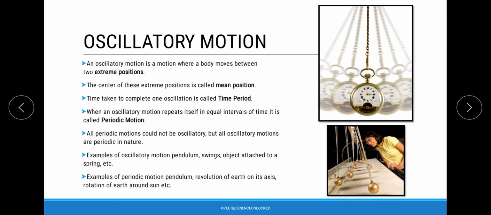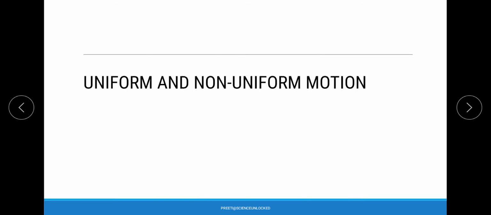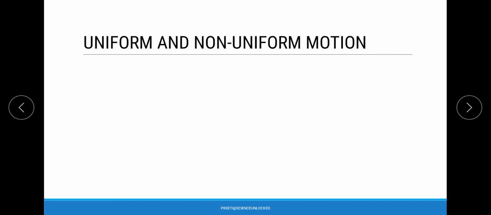So as per this, we can simply say that this is the kind of motion where both the conditions are satisfied, that is, it is going to be oscillatory, and on the other hand it is going to be periodic as well. The next categorization of motion is on the basis of how much distance an object is covering in a fixed interval of time.